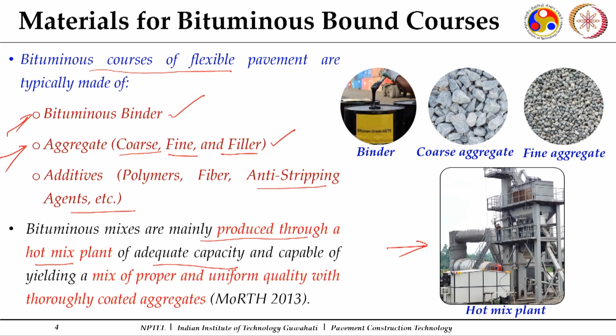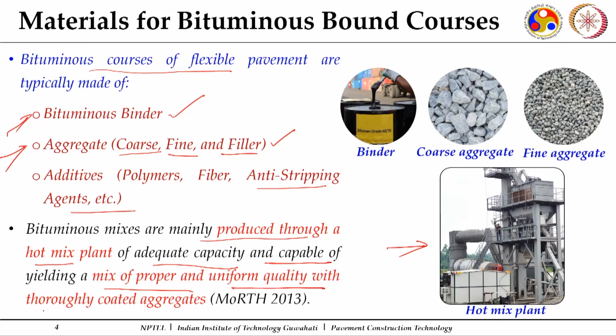It depends upon how much quantity of production you require per hour, and capable of yielding a mix of proper and uniform quality. This is important because here a control is there with respect to the uniformity of the mix in terms of aggregates, binder, and the temperature at which the mix is produced, so as to have thoroughly coated aggregates. This is what the purpose is.